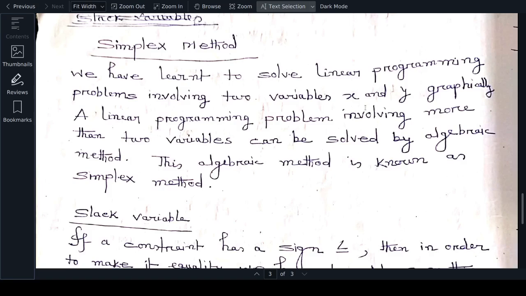Okay. So you see, we have learned to solve linear programming problems involving two variables x and y graphically. A linear programming problem involving more than two variables can be solved by the algebraic method. This method is known as simplex method. So sometimes they ask to define simplex method. And for simplex method, we need some variables. So the first one is called the slack variable.